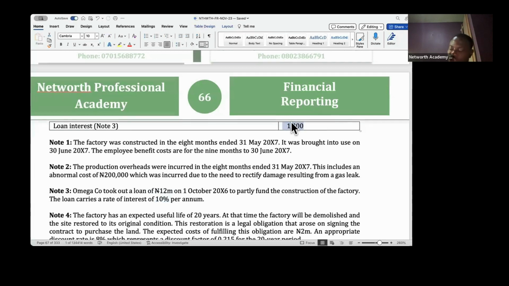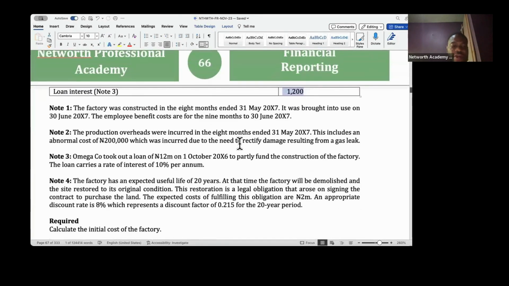The construction was completed in May. It started in October, completed in May. That's like 8 months. So you need to prorate this by 8 over 12. And you got what? 800. Okay, fine. The last one here, which is note 4.